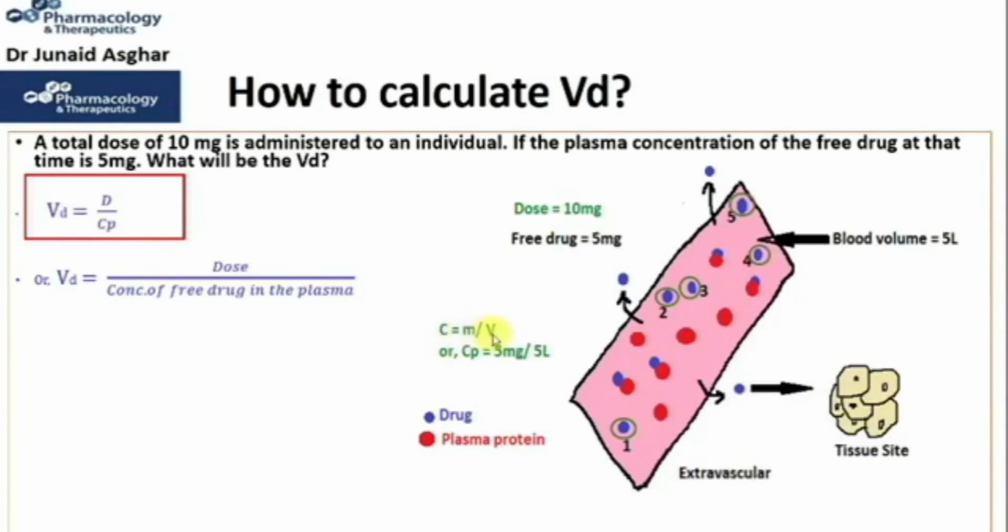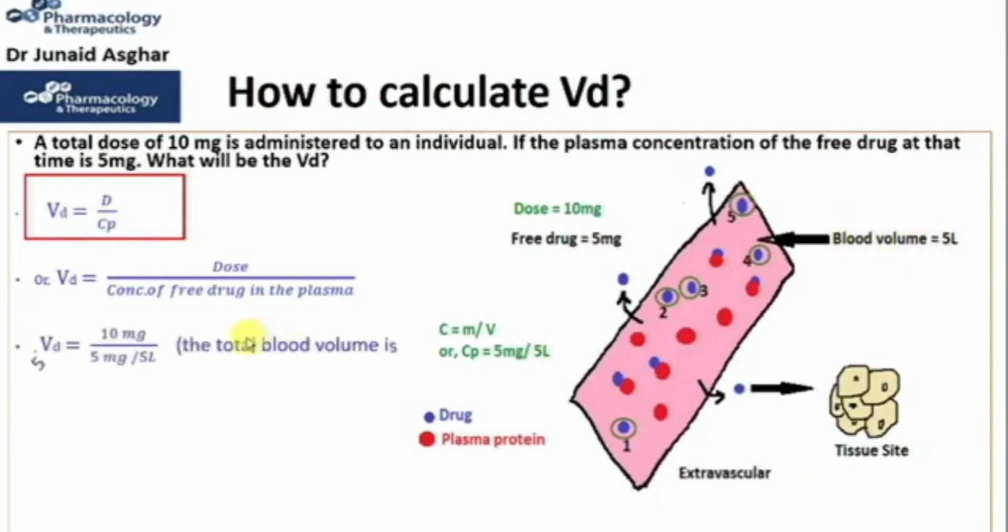So let's remind ourselves of a very basic science concept: concentration is equal to mass over volume. This concentration here is our Cp. So Cp is equal to 5 mg over 5 liter. Now this 5 mg is the amount of free drug. Now where does this 5 liter come from? 5 liter is the volume of blood in a healthy individual. Yes, of course, from your basic physiology knowledge.